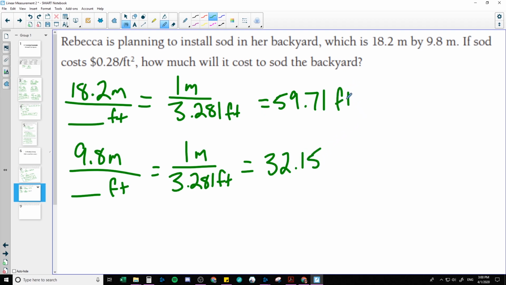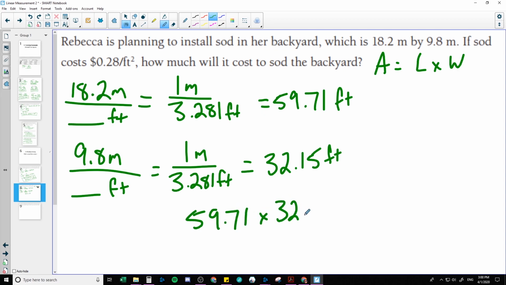And these are in feet. So now we're going to have to figure out area. And if you guys remember, area is length times width. All right, really simple formula for area of a square or a rectangle. Okay, so length times width, which means we're going to do 59.71 times 32.15.